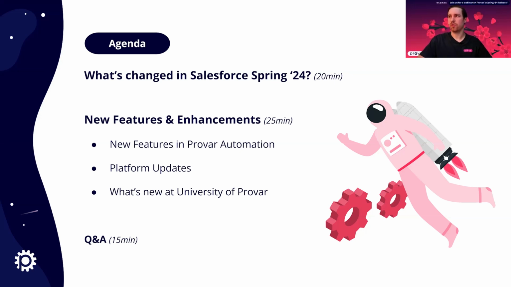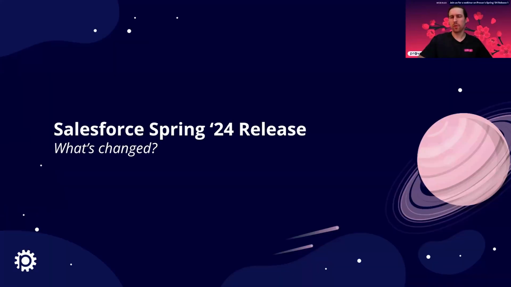So we'll talk about our Salesforce Spring 24 changes and any enhancements and changes that we have for that particular release. And then we'll go over some additional features and enhancements that we have for the platform and automation. And lastly, we'll be doing a Q&A portion at the end. Feel free to submit any questions that you have in the Q&A function on the Zoom, or you can submit them in the chat. We'll capture those questions and address them all at the end.